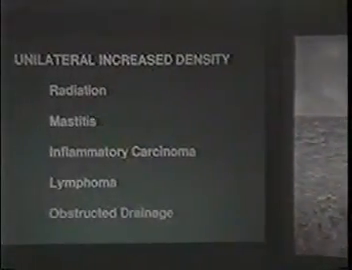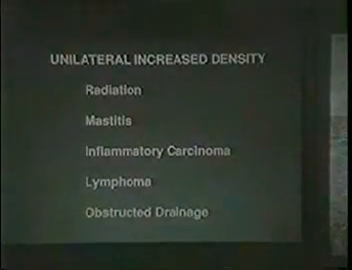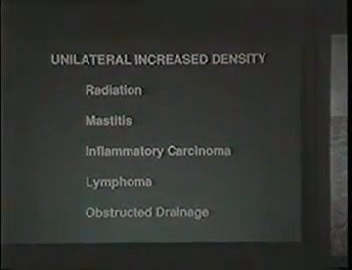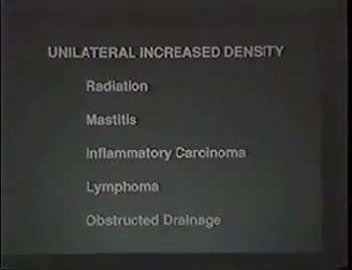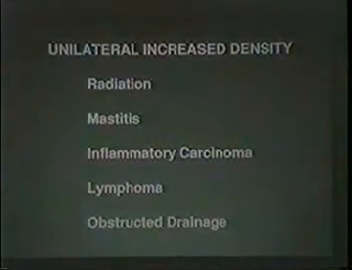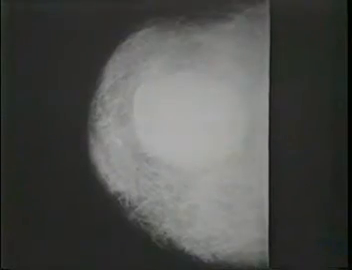Now, other kinds of non-focal masses, more diffuse masses that are in the breast, include the breast with unilateral increased density. And the differential for this includes the irradiated breast, a woman with mastitis, with inflammatory carcinoma, with lymphoma, or with obstructed drainage, either lymphatic or venous compromise.